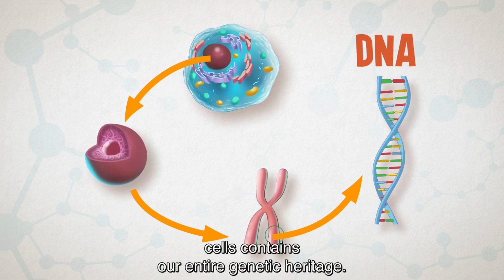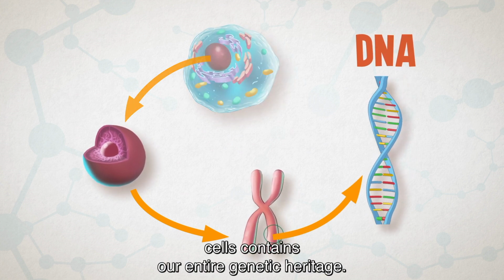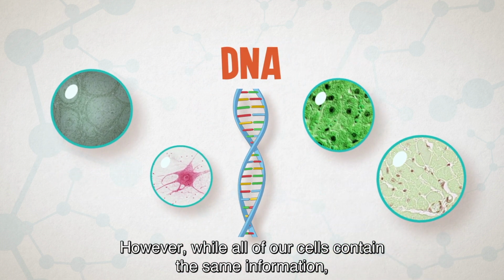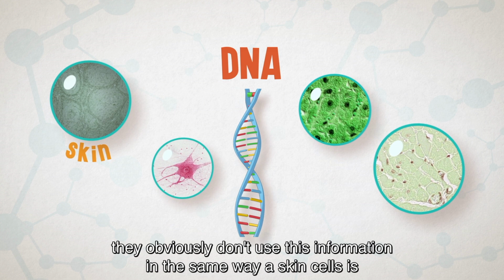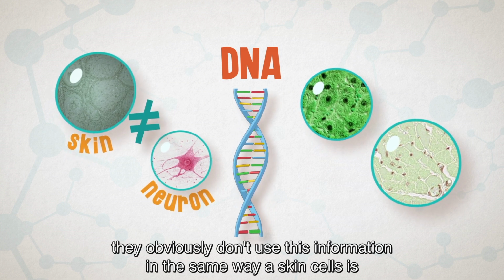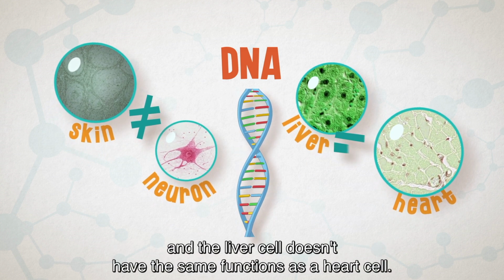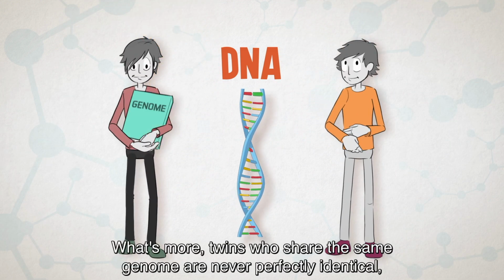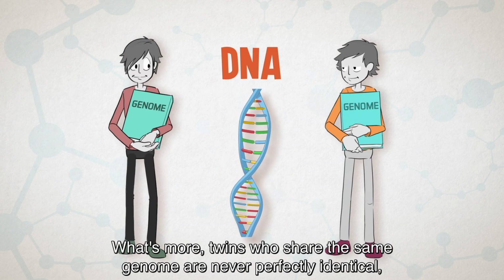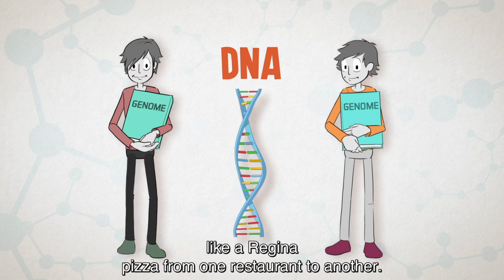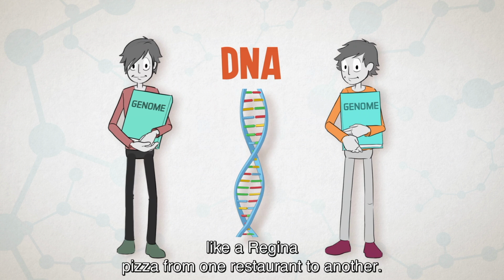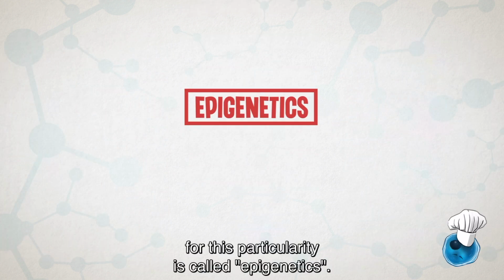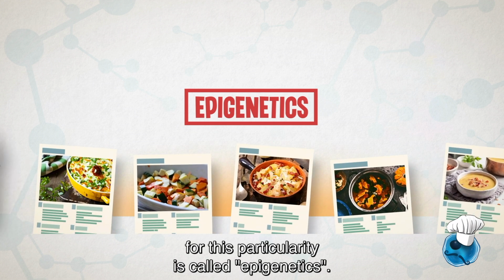Each of our cells contains our entire genetic heritage. However, while all of our cells contain the same information, they obviously don't use this information in the same way. A skin cell is nothing like a neuron, and a liver cell doesn't have the same functions as a heart cell. What's more, twins who share the same genome are never perfectly identical, like a Regina pizza from one restaurant to another. In these examples, the explanation for this particularity is called epigenetics.